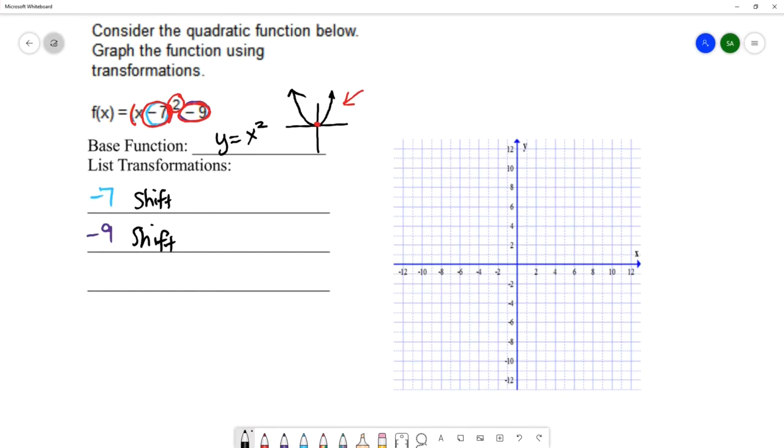So whenever we have adding or subtracting that is inside the base, inside the square, we know that that is a horizontal shift. And whenever we have one that is not affected by the squared, or outside the square, it is a vertical shift. Now, once we know that it's horizontal and vertical, we want to know which direction. Horizontal could be left or right, vertical could be up or down.